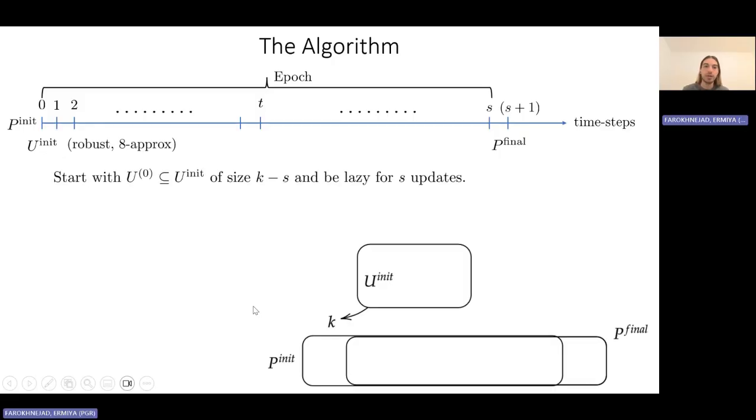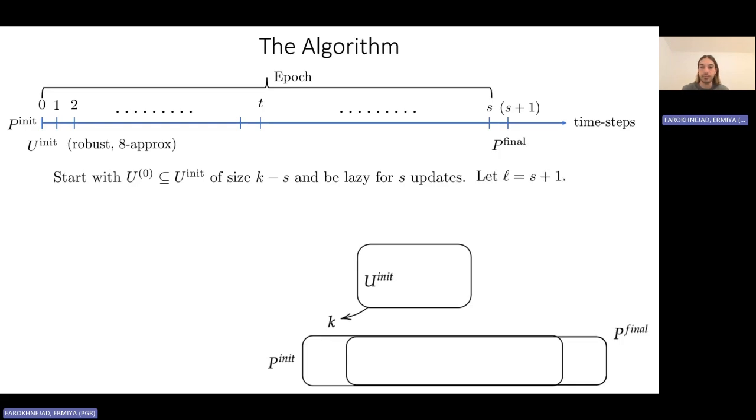What to do during the epoch? First, we start with a solution of size K minus S, which is a subset of U init. And then we can do lazy updates for S many updates. We have a solution of size K minus S. Anytime a new point is inserted, we insert it to U0 as a new center. And if a point is removed, we don't change our solution. So during time steps 0 to S, we have a feasible solution.